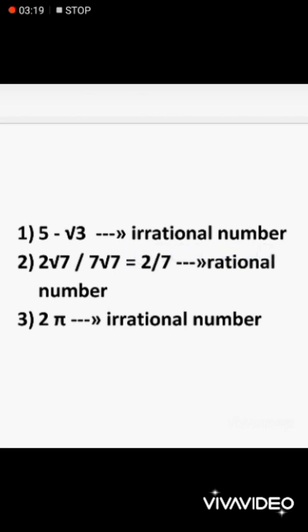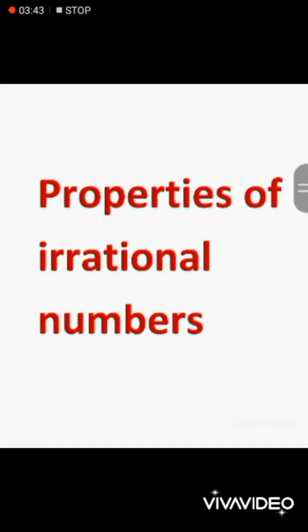Next example, 2 root 7 by 7 root 7. Both are irrational numbers. Root 7 will cancel and you will be getting 2 by 7, which is a rational number. Next, the third example, 2 pi. Pi is an irrational number. The product of a rational and an irrational number is an irrational number. Like this you can solve a few problems.